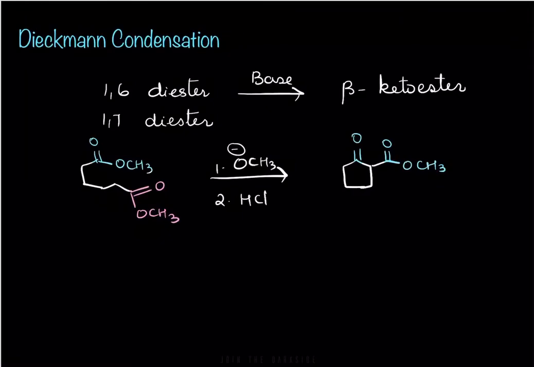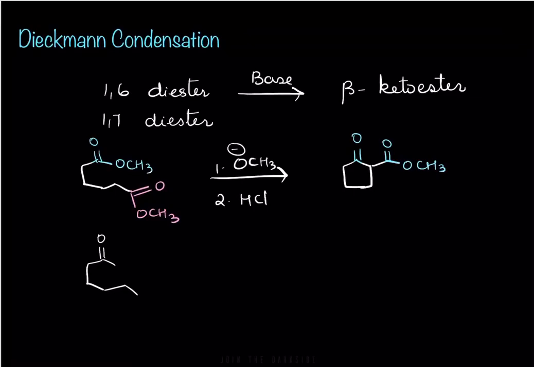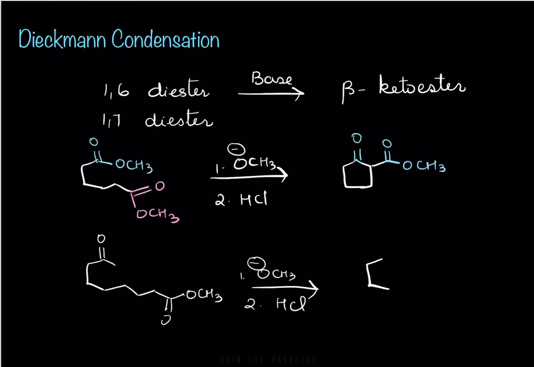Okay, now let's do the same thing for a 1,7 diester. When reacted in the presence of a base, followed by a reaction with acid, it's going to form a 6-membered ring structure. Here again, you have the ester and the keto group, which are in beta position.